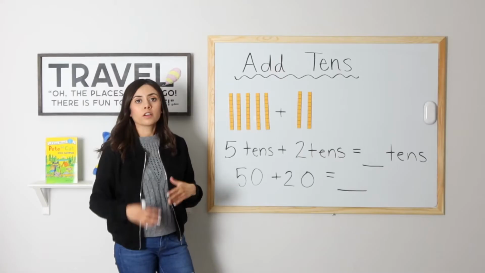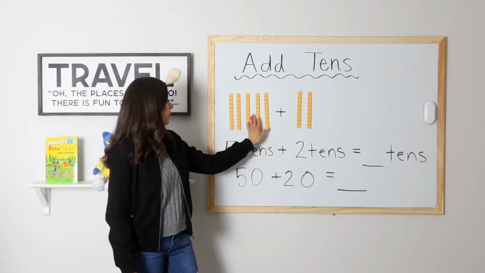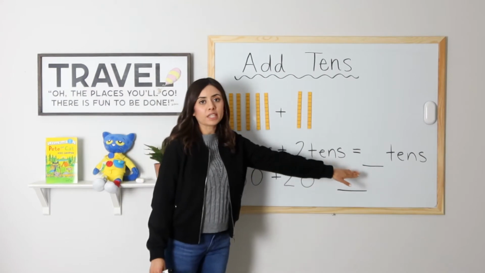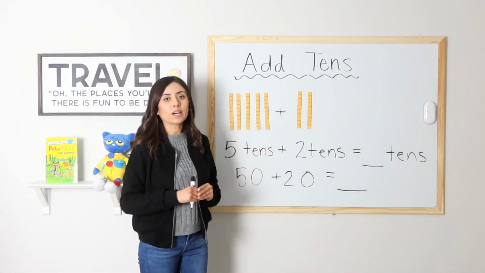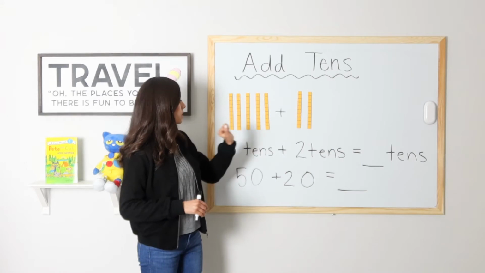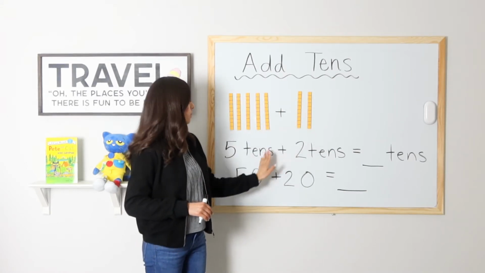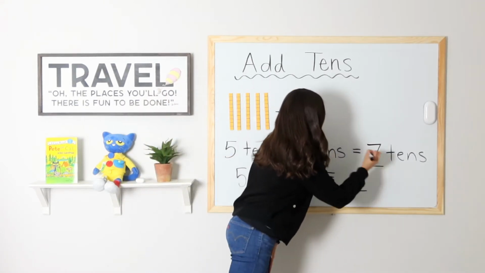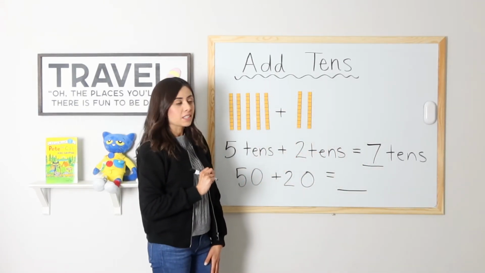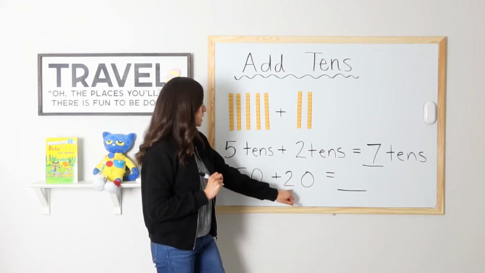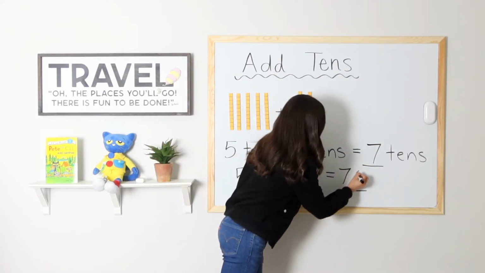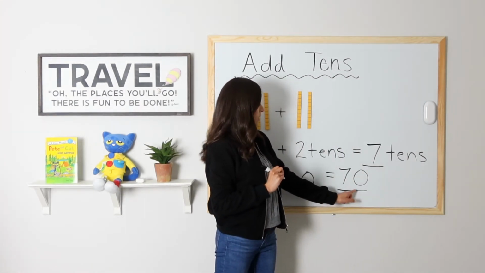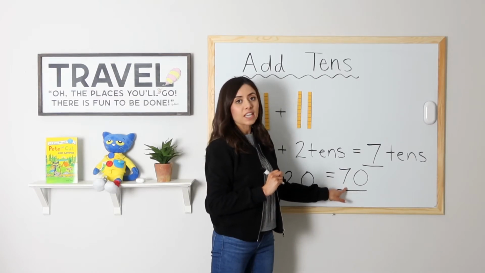Very good. For this example, I have 5 tens plus 2 tens equals how many tens total? Well, let's go ahead and count up. Ready? 5, 6, 7. 5 tens plus 2 tens equals 7 tens total. That means that 50 plus 20 equals 70 because 7 tens is the same thing as 70, right? The 7 goes in the tens place.